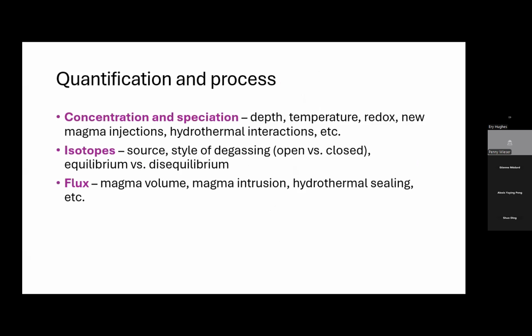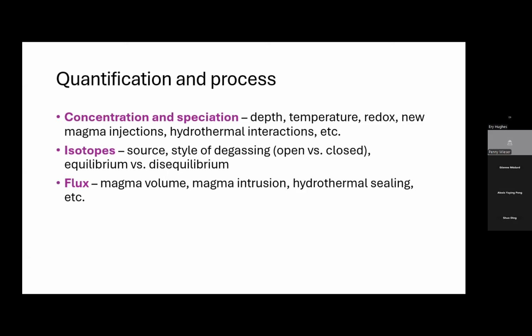There are lots of things that we can measure about volcanic gases. We can look at their chemistry, so the concentration of different volatile species and what speciation they're in, so if you've got water or hydrogen. The reason we measure these is it can give you information about depth, as I showed in the first few slides. You can sometimes calculate the temperature of the gas before it cooled down, and the redox state, so the oxygen fugacity. It can be indicative of magma injection, but also hydrothermal reaction.